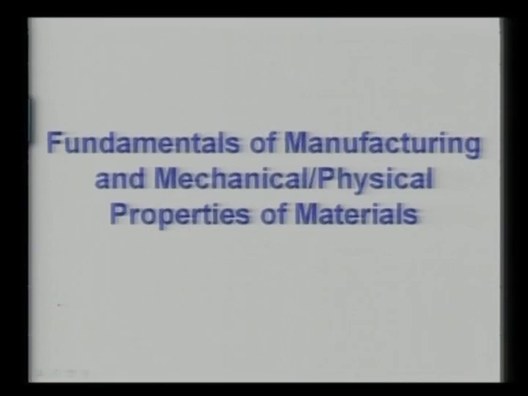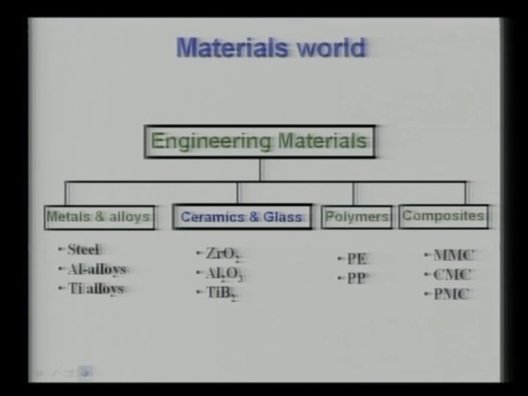Okay, in this lecture I'll deal with the fundamentals of manufacturing and mechanical or physical properties of materials. These fundamentals are necessary to understand some of the future lectures. Here we need to recall that engineering materials can be classified into three primary classes: one is metals and alloys, second is ceramics and glasses, and third is polymers.